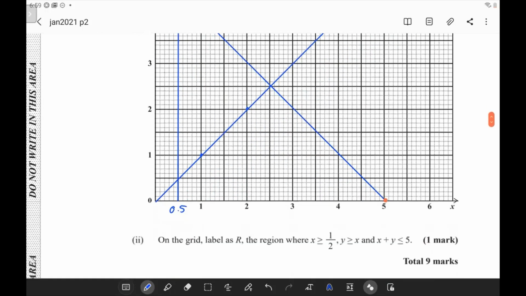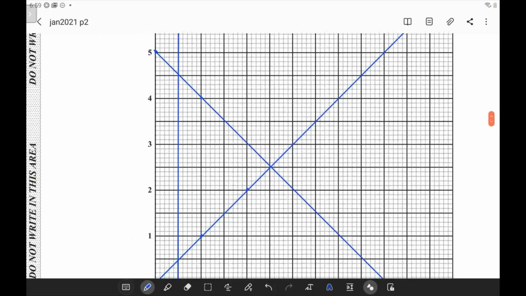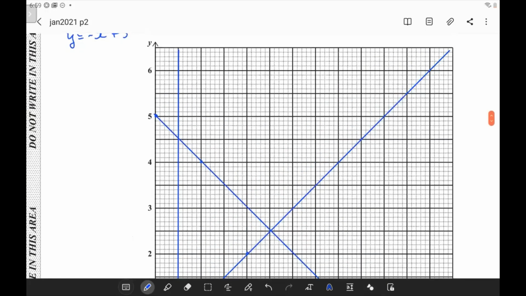That is the line. So it may be wise for us to label our lines. So this is the line y equal x. This is the line y plus x equal 5. And this is the line x is equal to a half.